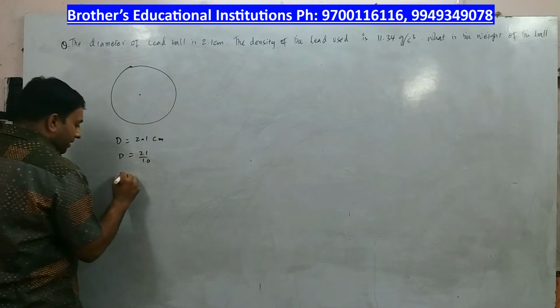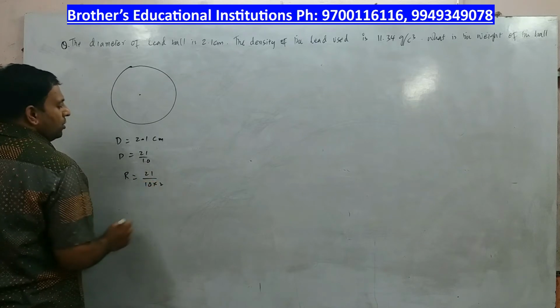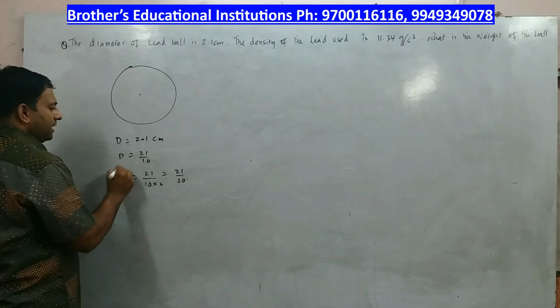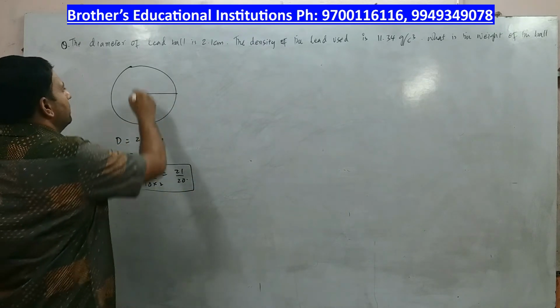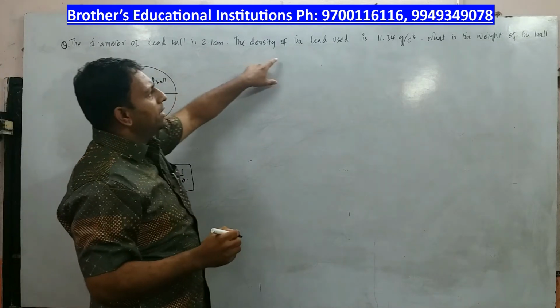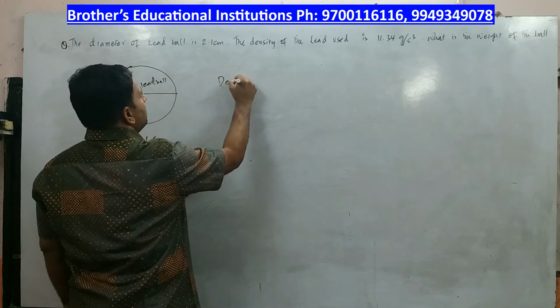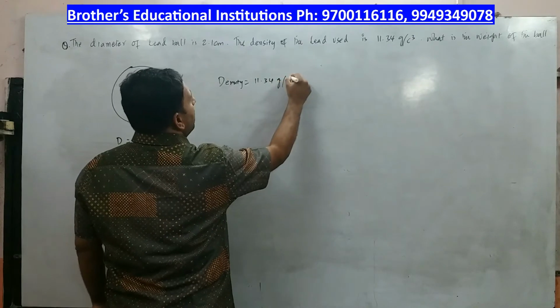But I am interested in the radius. So radius is equal to 21 by 10 into 2, so it is 21 by 20 is the radius of the spherical ball. This is a lead ball. The density of the lead used is 11.34. So density is given to you. Density is 11.34 grams per cubic centimeter.